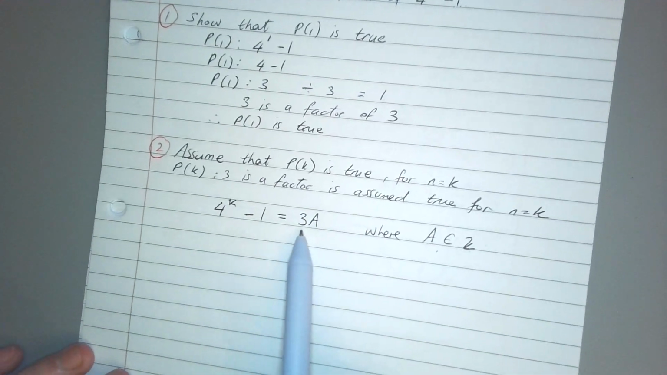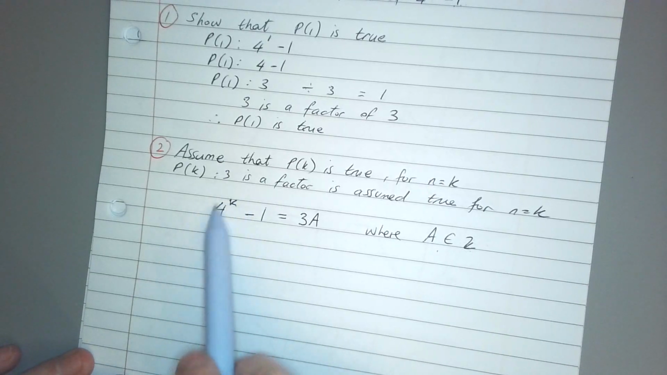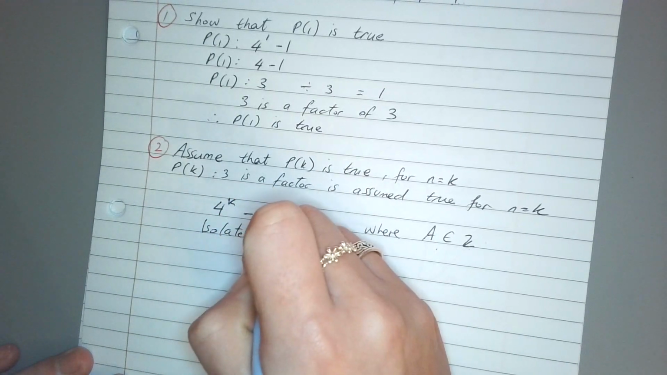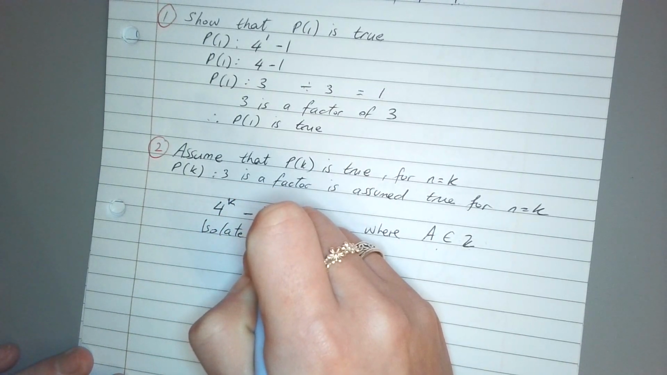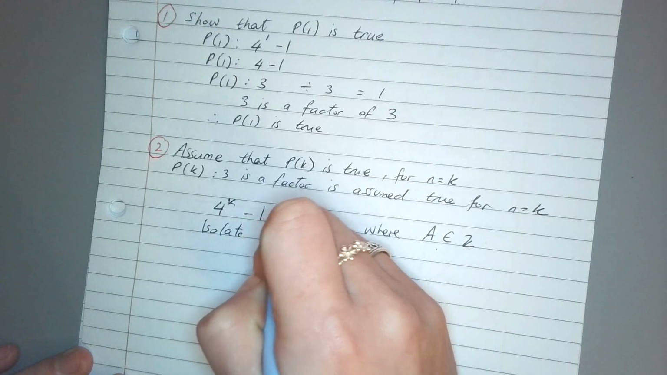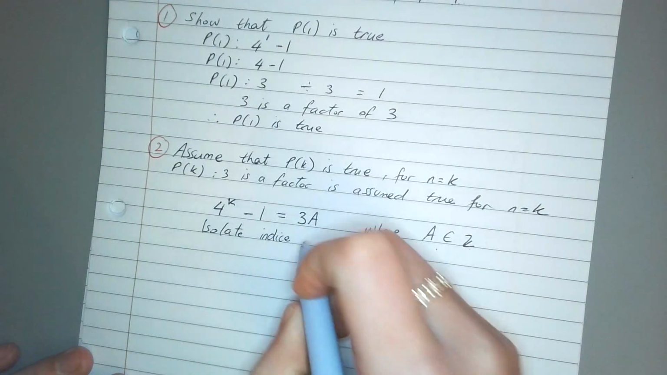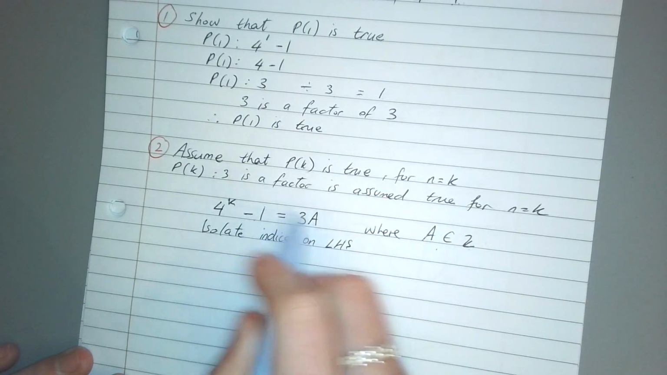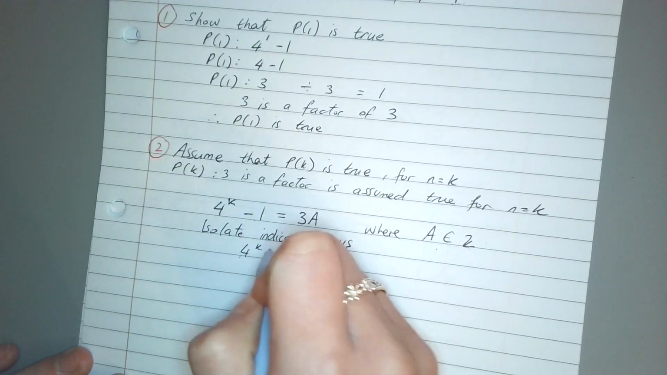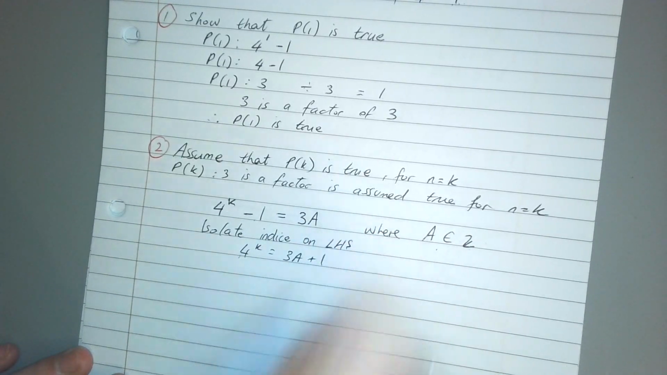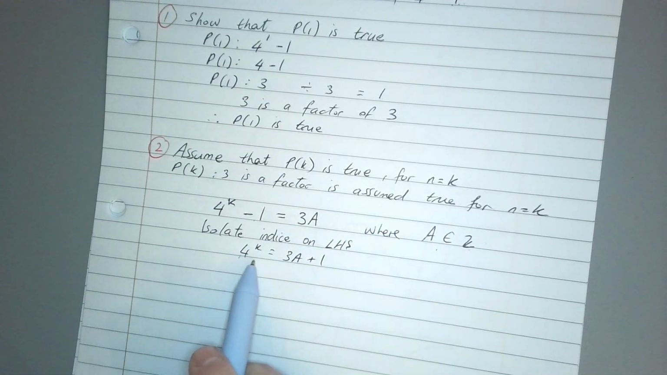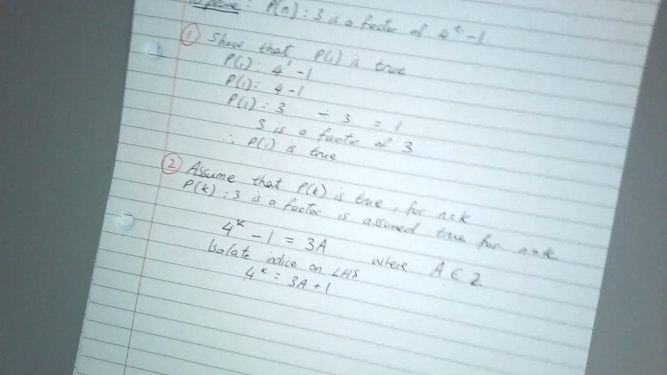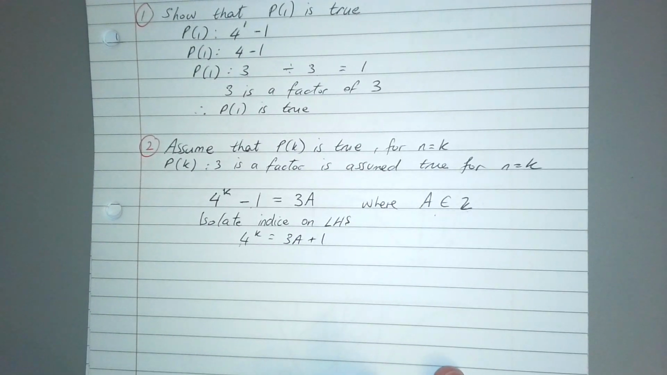So then what we're going to do is isolate the 4 to the power of K part. In this left hand side, move over our 1, so 4 to the power of K is equal to 3A plus 1. That's going to stick as our part 2.